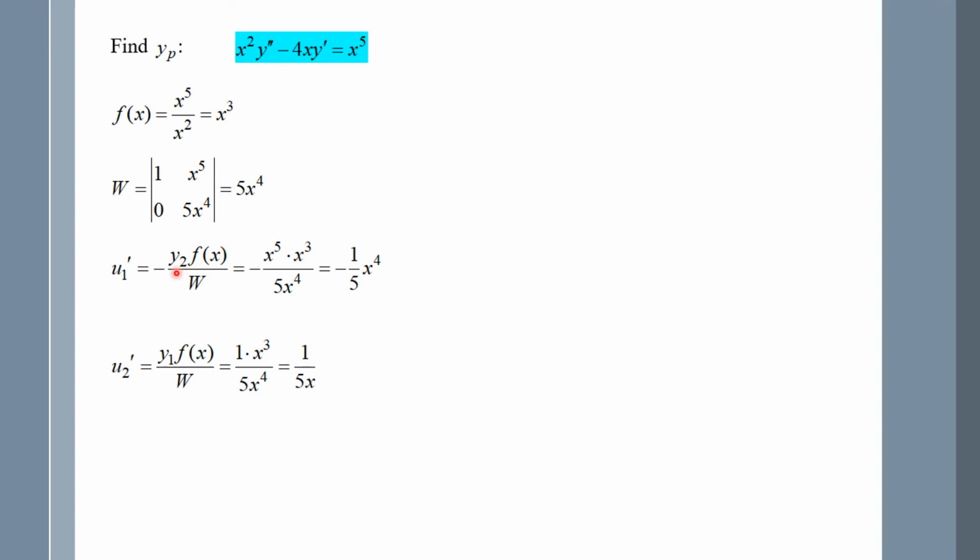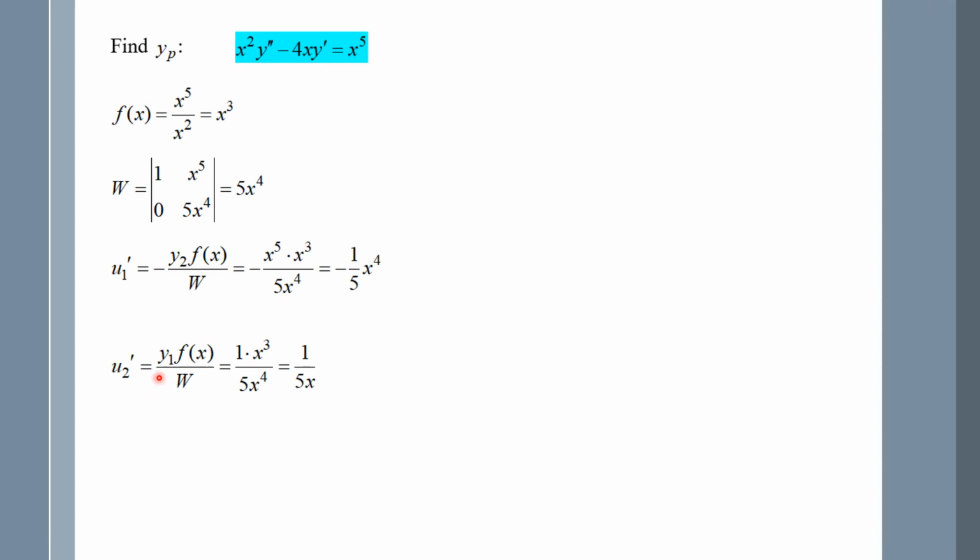The next step is to evaluate u1 prime, which has the formula negative y2 f(x) over W. Now y2 is x to the 5, so negative x to the 5 multiplied by f(x). f(x) is x cubed, divided by W, which is 5x to the power of 4. Simplify, we get u1 prime as negative 1 over 5x to the power of 4.